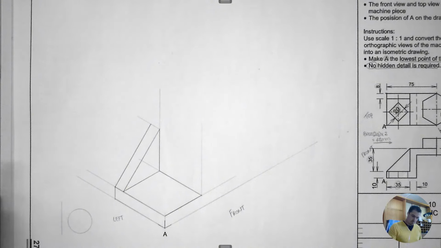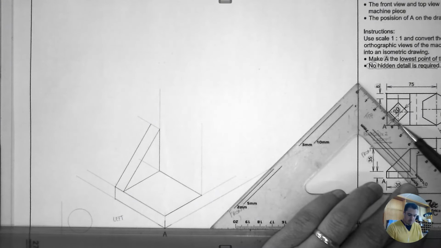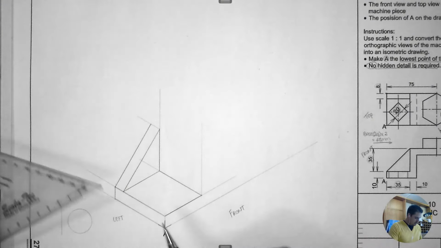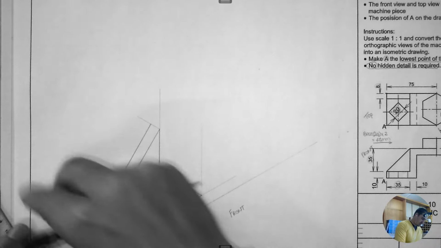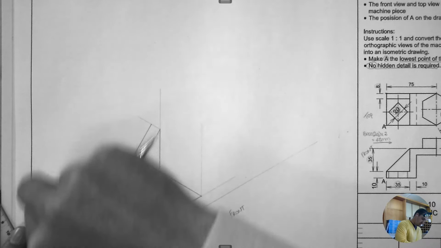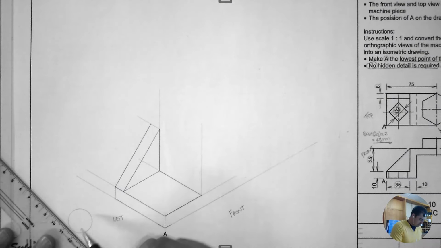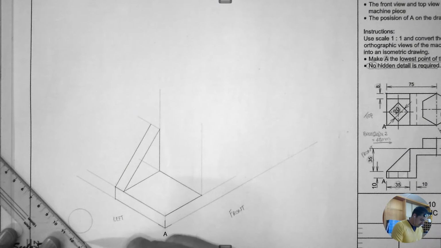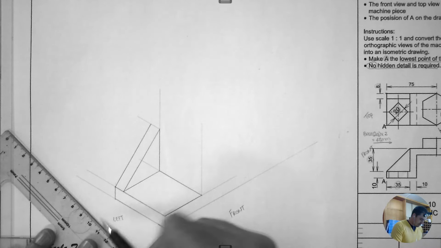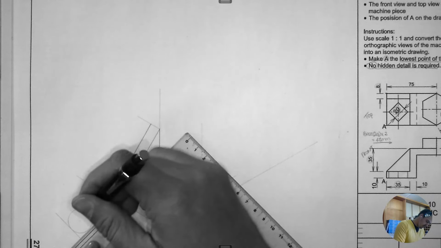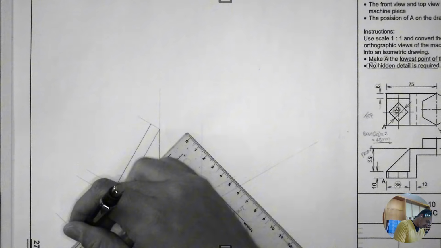From here on out, you can see, just measuring it, it's a 45-degree angle, and you can start by drawing tangent lines. That's a touching line on the 45-degree angle on that circle. This is going to act as your auxiliary view, which you have to use to measure from to draw the square.